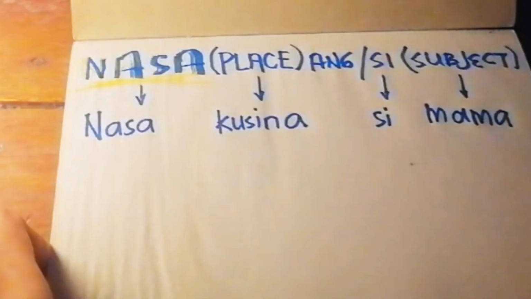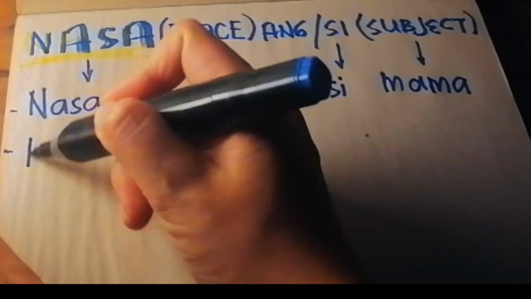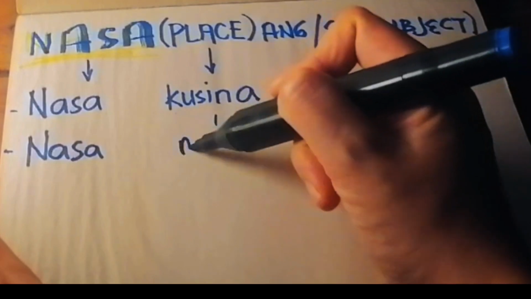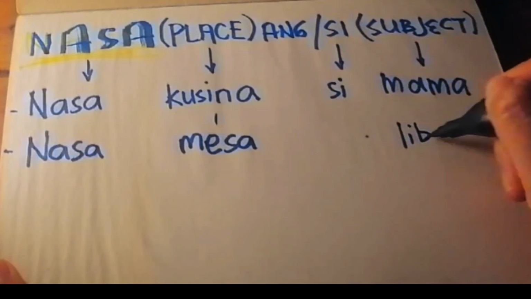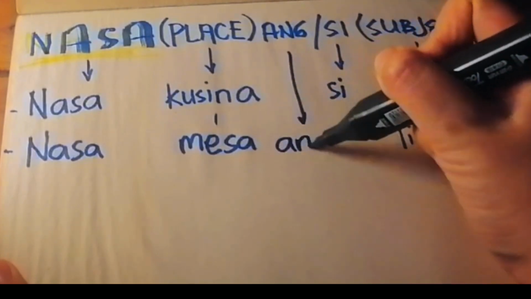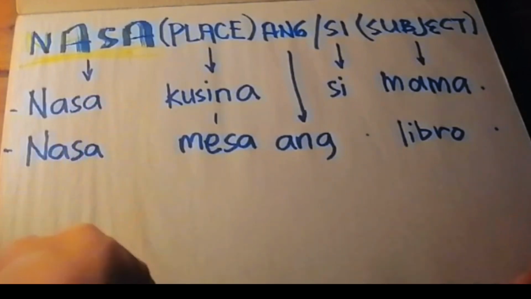So, another example for you to really master it. The book is at the table. How do you say those words in Filipino? We use our hero word, nasa. The place is the table. The table in Tagalog is mesa. Very good. Nasa, mesa. We'll use ang. Then, libro.